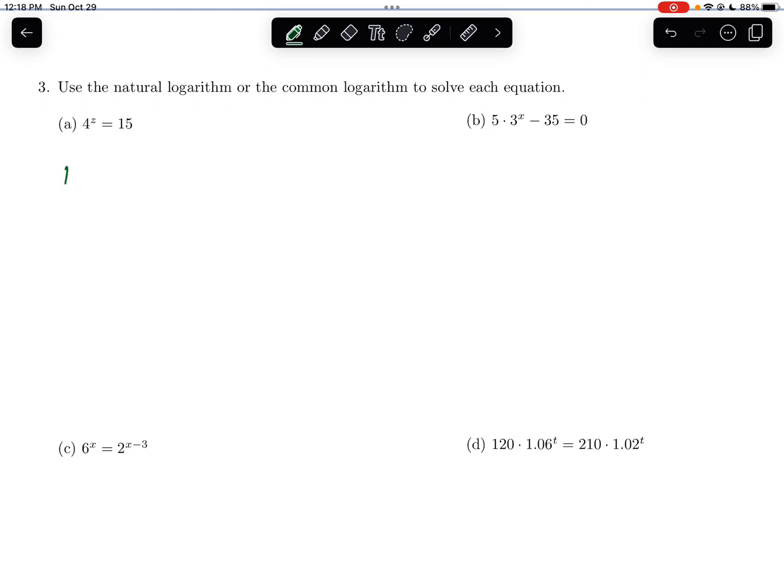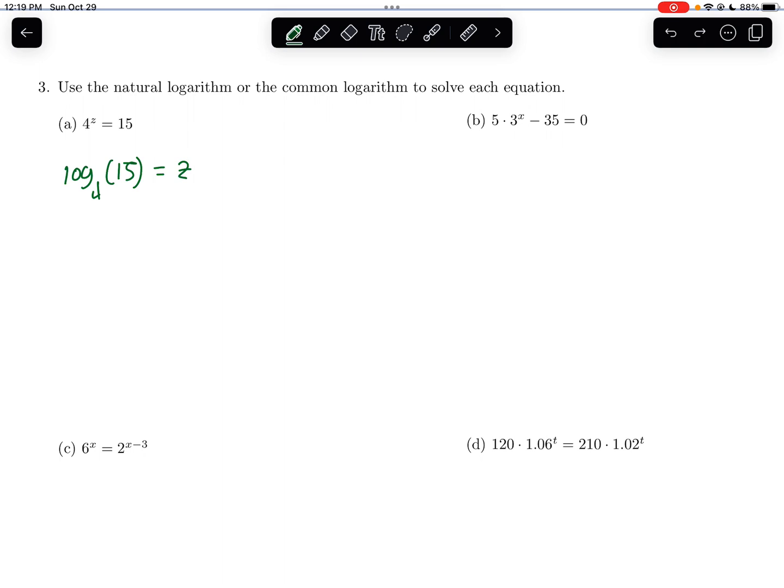You just use the definition of the logarithm here. So this just says by definition that the log base 4 of 15 is the exponent, so z. And if you want an approximation for this, you just do that on your calculator.